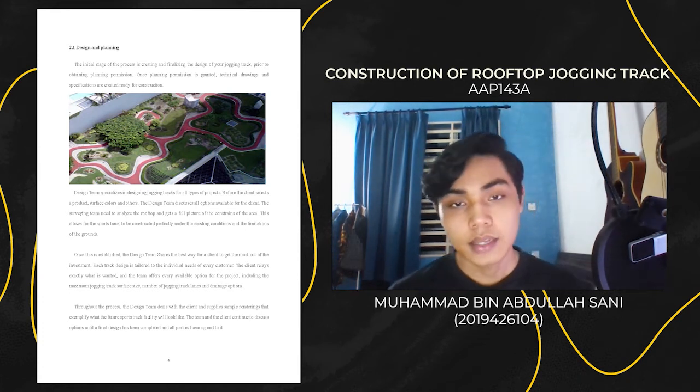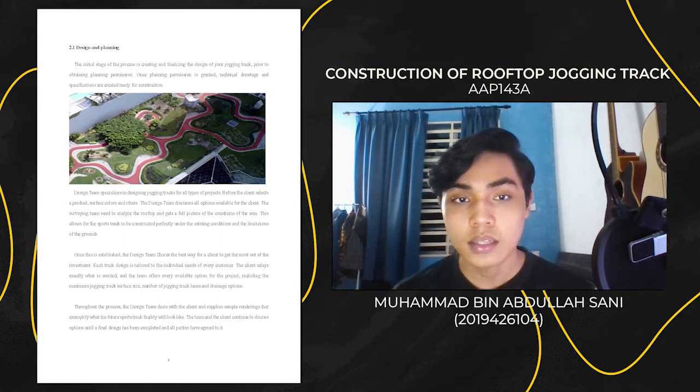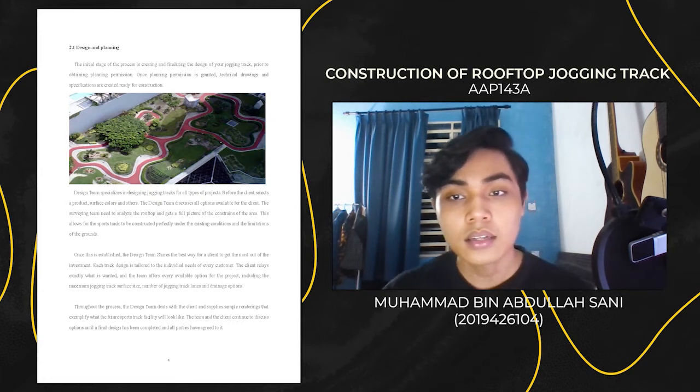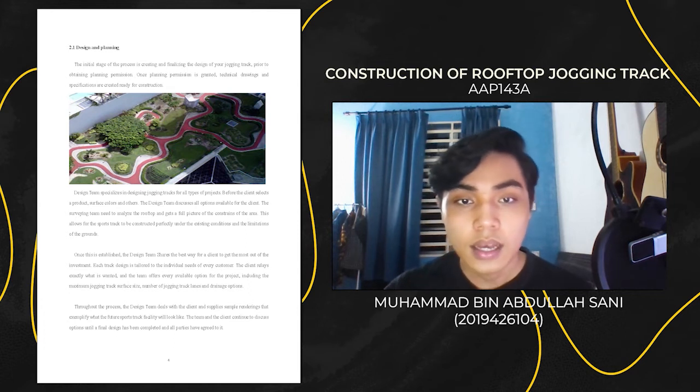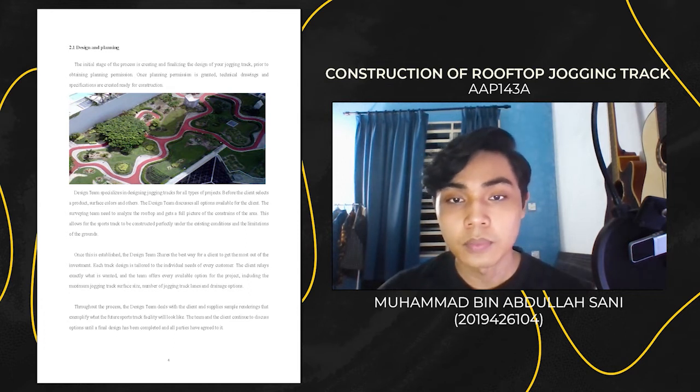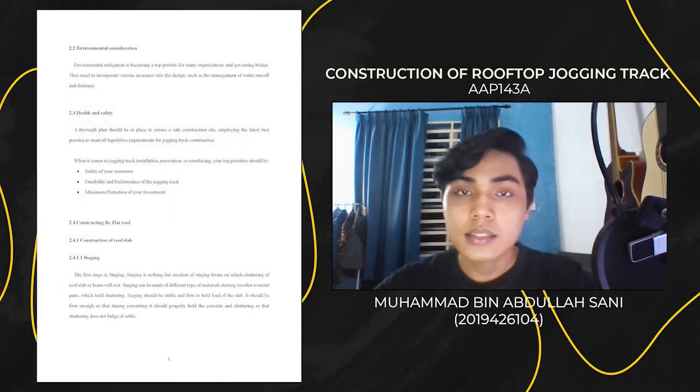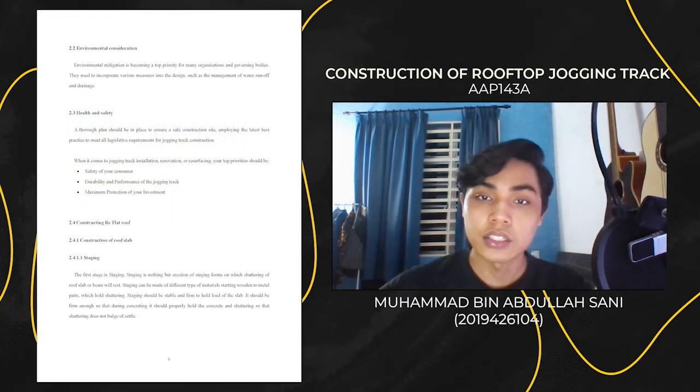Throughout the process, the design team deals with the client and supplies sample renderings that exemplify what the future sports track facility will look like. The team and the client continue to discuss options until a final design has been completed and all parties have agreed to it. The second step is environmental considerations.